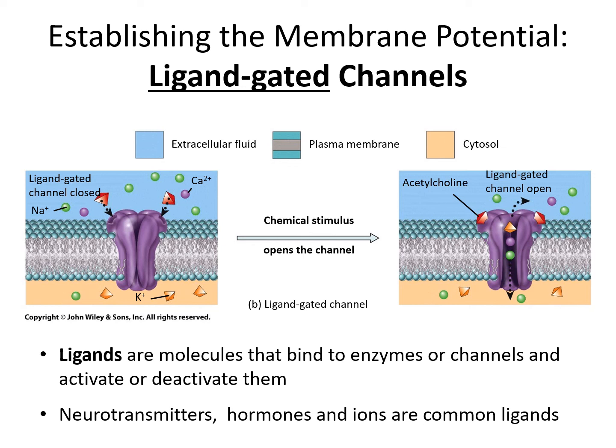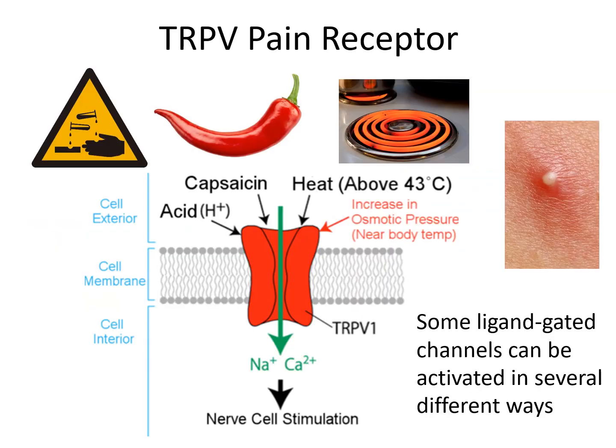A ligand is a molecule that can bind to an enzyme or a channel and either activate it or deactivate it. In the case of a channel, the binding of this molecule is going to cause the channel to open if it's closed, or perhaps it'll cause it to close if it's already open. Neurotransmitters and hormones are good examples of ligands, and the channels that are controlled by these ligands are known as ligand-gated channels. Some channels can be activated or deactivated by a number of rather different stimuli.